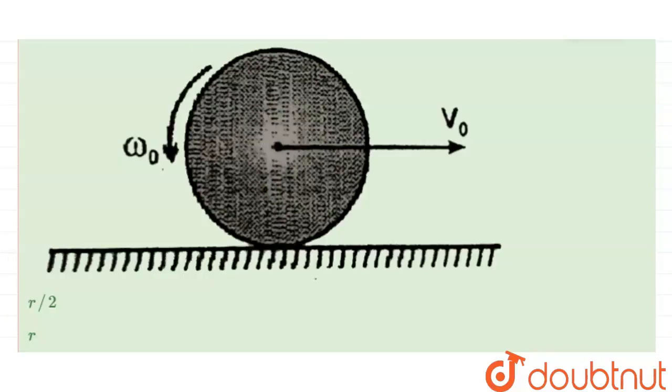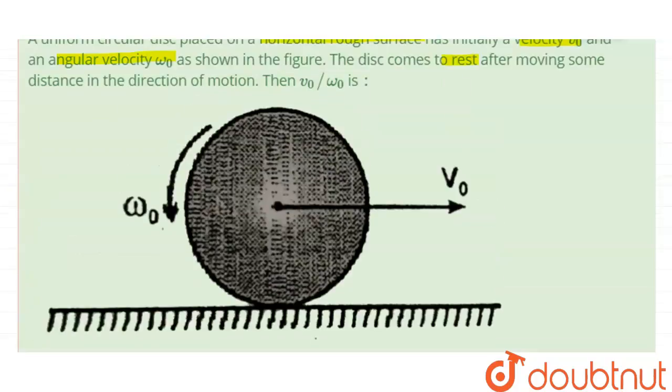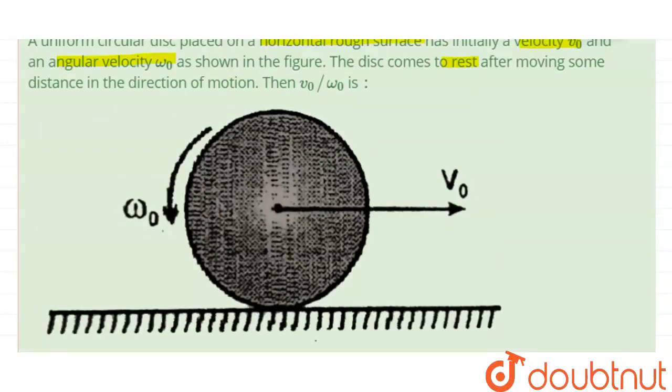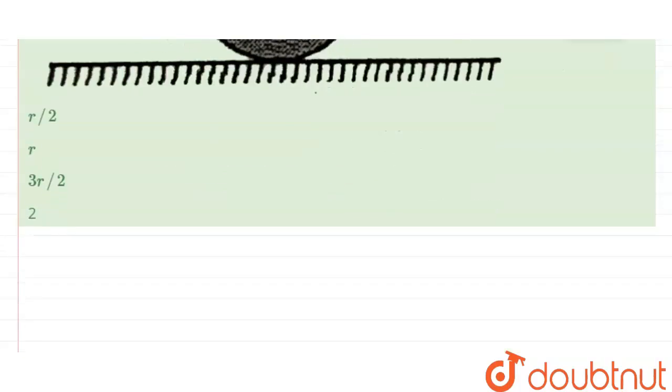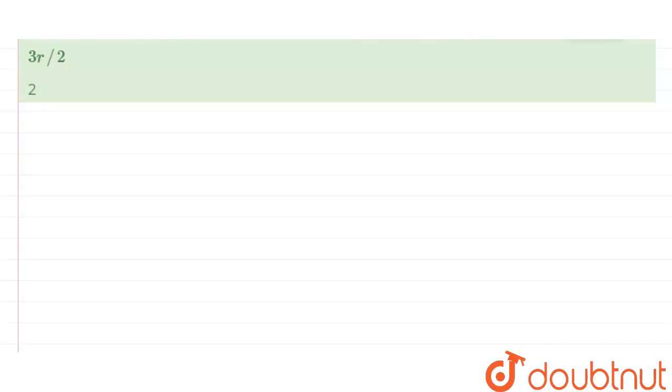As you can see in this diagram, there is a sphere moving with linear velocity v naught and angular velocity omega naught, and the surface is rough. That means there is friction between this surface and the sphere. Now when this sphere is moving forward, it is doing translational motion as well as rotational motion. So first I am going to write the equation for translational motion.